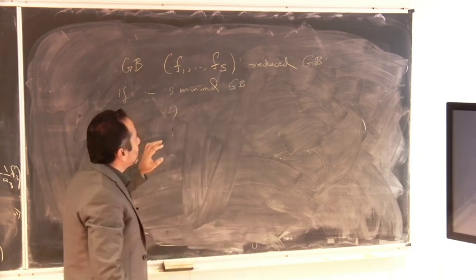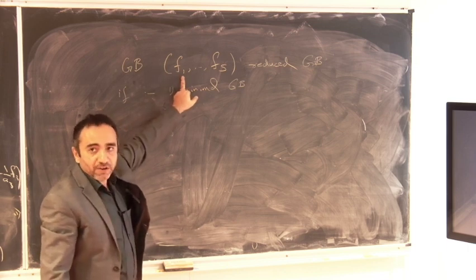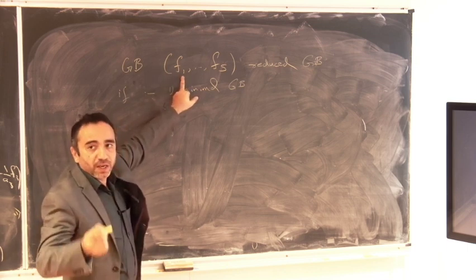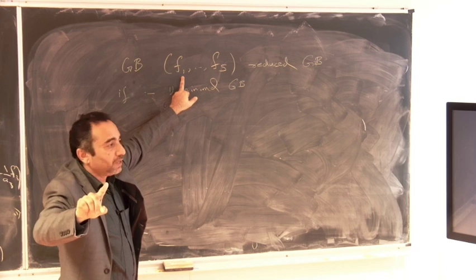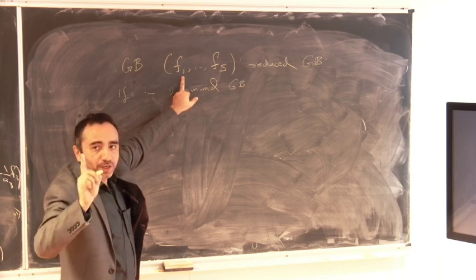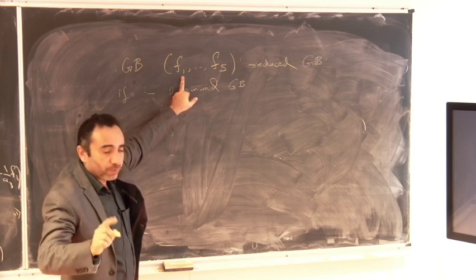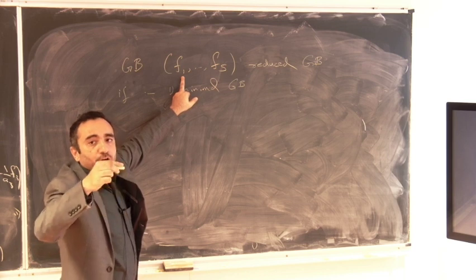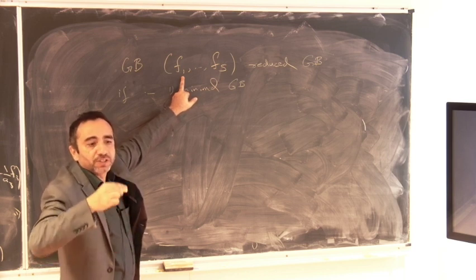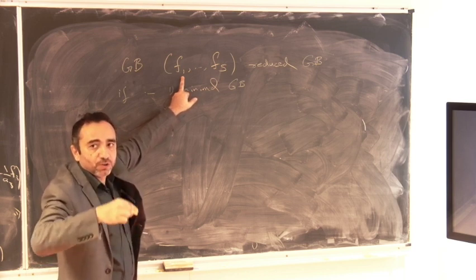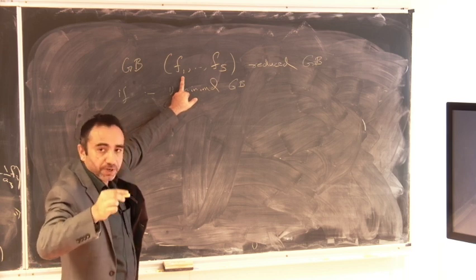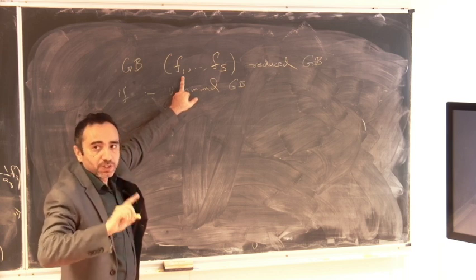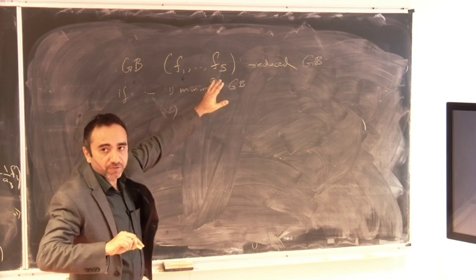And the second thing is no term in any fi is divisible by any of the leading monomial of the other one. And if not divisible by any of the other leading monomial, that means we are actually reducing it. This is the process of reduction, that when we divide it, we get all those in the remainder, those terms which is not divisible by any of the leading monomial of fi's.